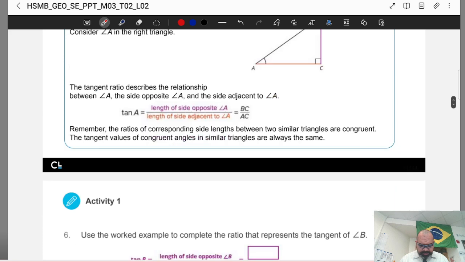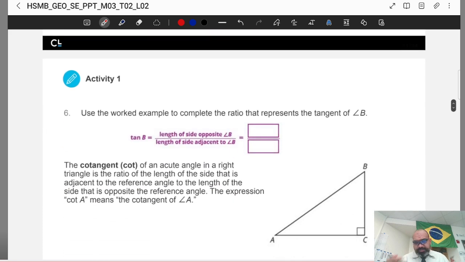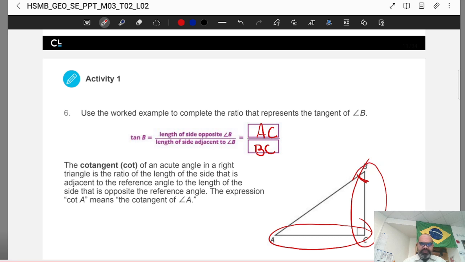Number 6. Use the worked example before. Complete the ratio that represents the tangent of angle B. The tangent of angle B is what? It is the distance AC divided by BC. This angle B here, AC, opposite divided by adjacent.